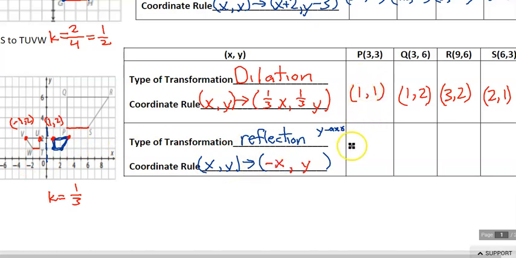So we just took each of these and we just changed the x-coordinate to be the opposite. The y-coordinate stays the same. So all the x-coordinates are now the opposite sign, and the y-coordinates have stayed the same. And again, this last row should match these points exactly. So we have (-1, 1), (-1, 2), (-3, 2), and (-2, 1). So I know I indeed have the correct points for sure.